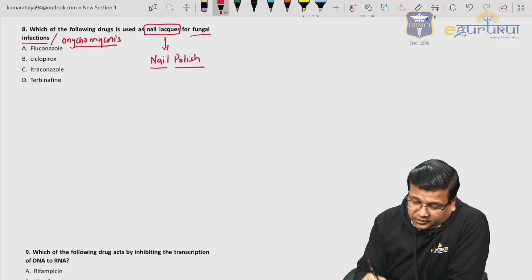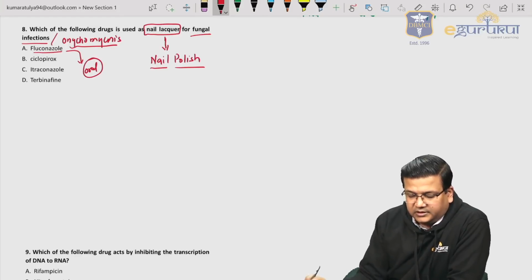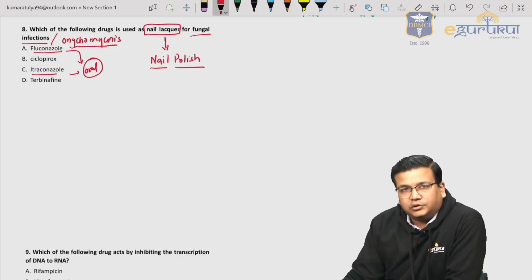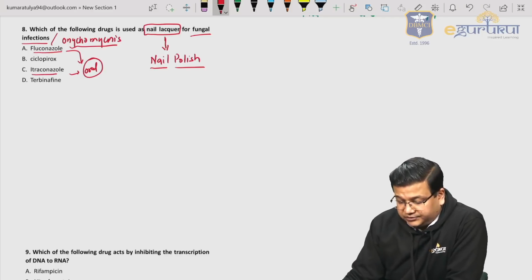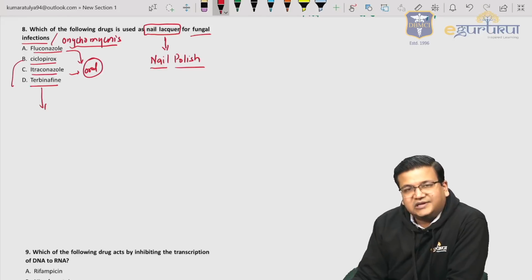So you see, out of the given options, let's look at them one by one. Fluconazole. Fluconazole is an oral drug. It's not a topical drug, it's an oral drug, and so is itraconazole. So they both are oral, so they are out of the options. We are left with terbinafine and cyclopyrox. So B and D, these two options are left.